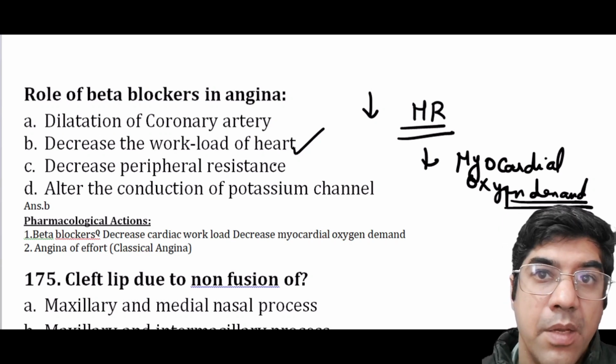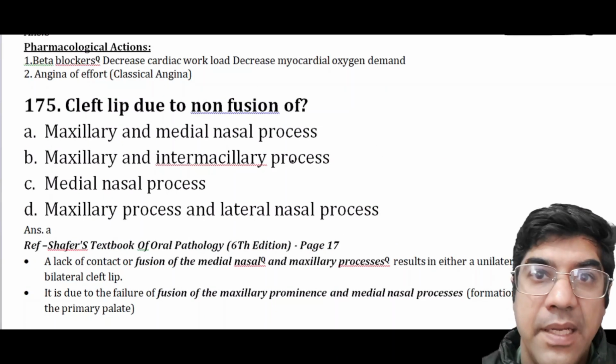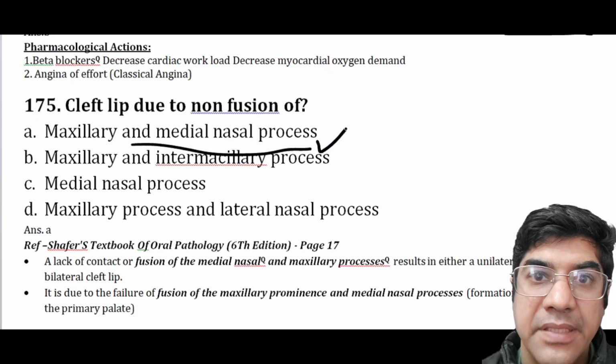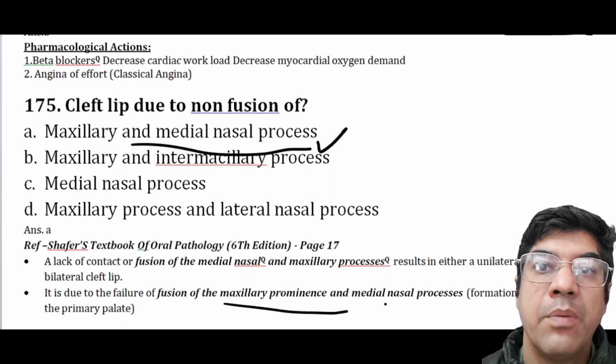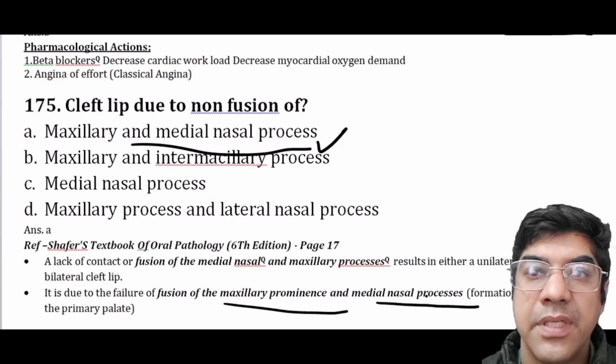So the answer is B. The cleft lip occurs due to the non-fusion of the maxillary and the median nasal process. So it is due to the failure of fusion of the maxillary prominence and the medial nasal process.